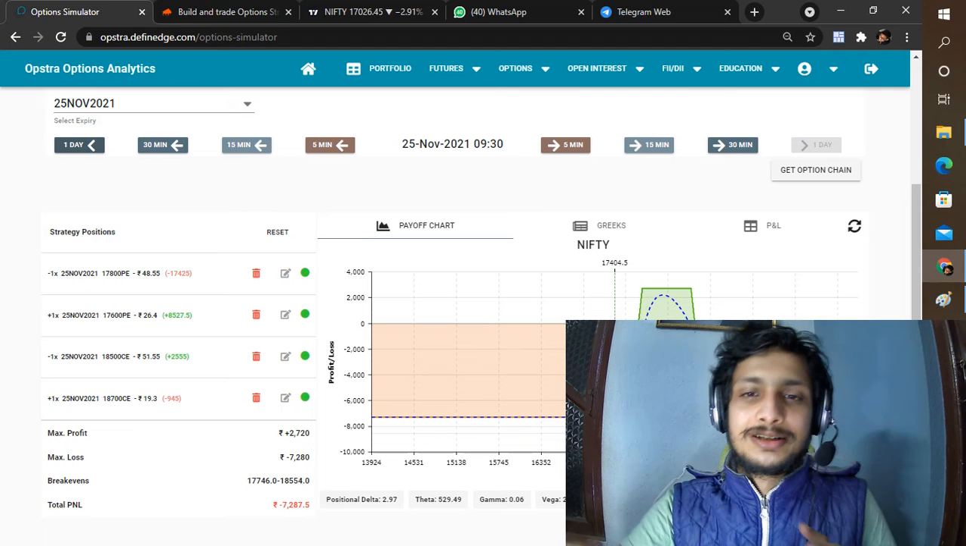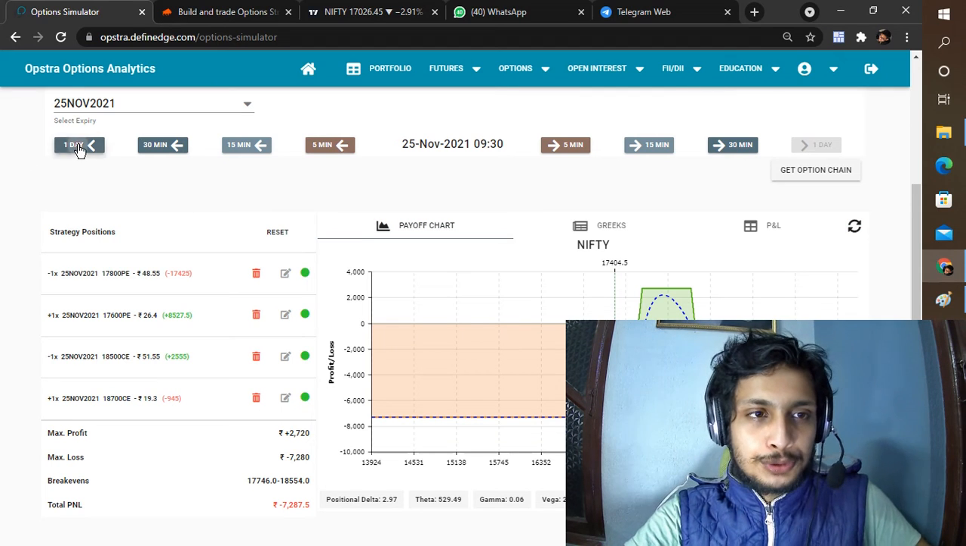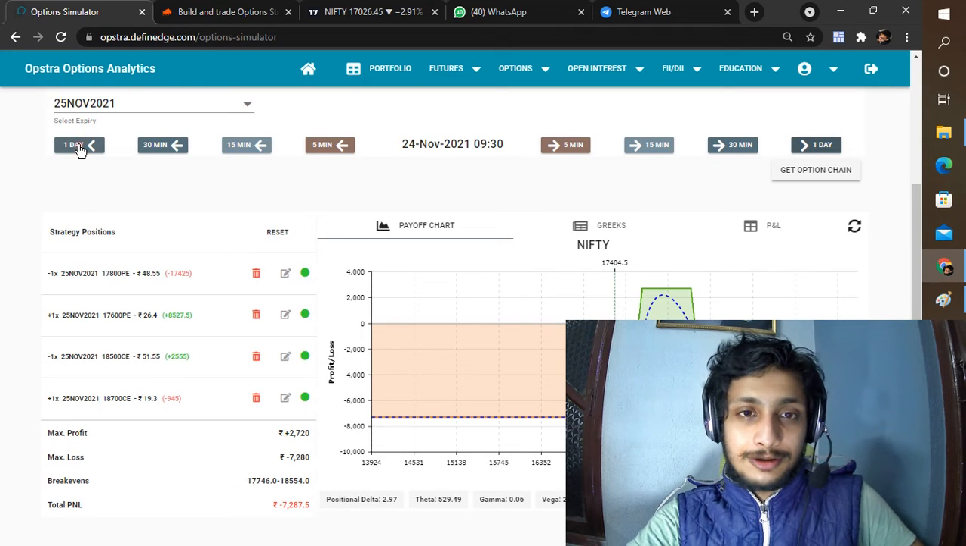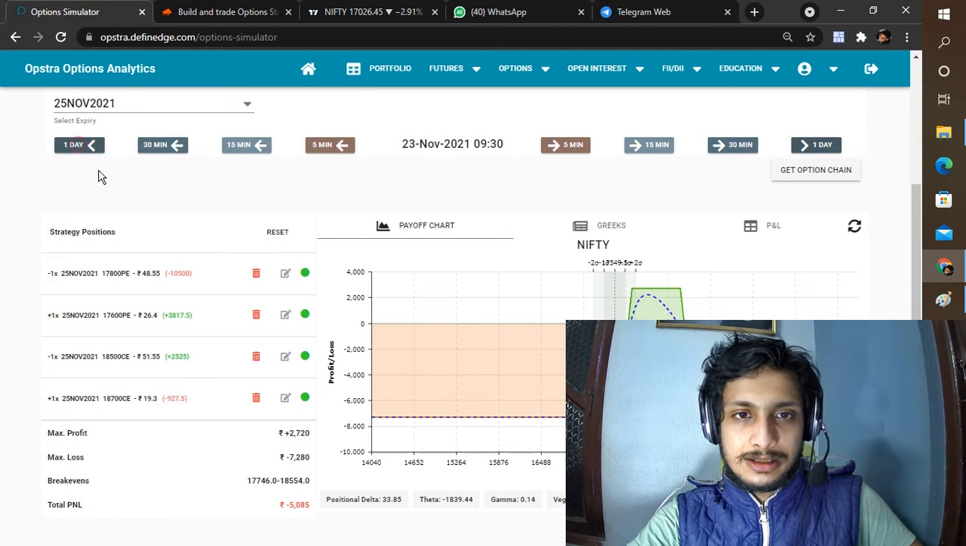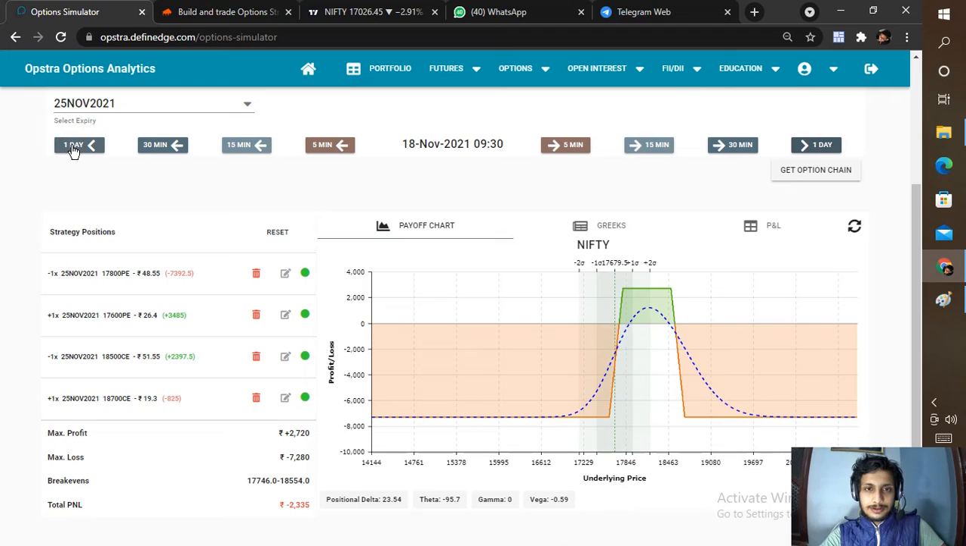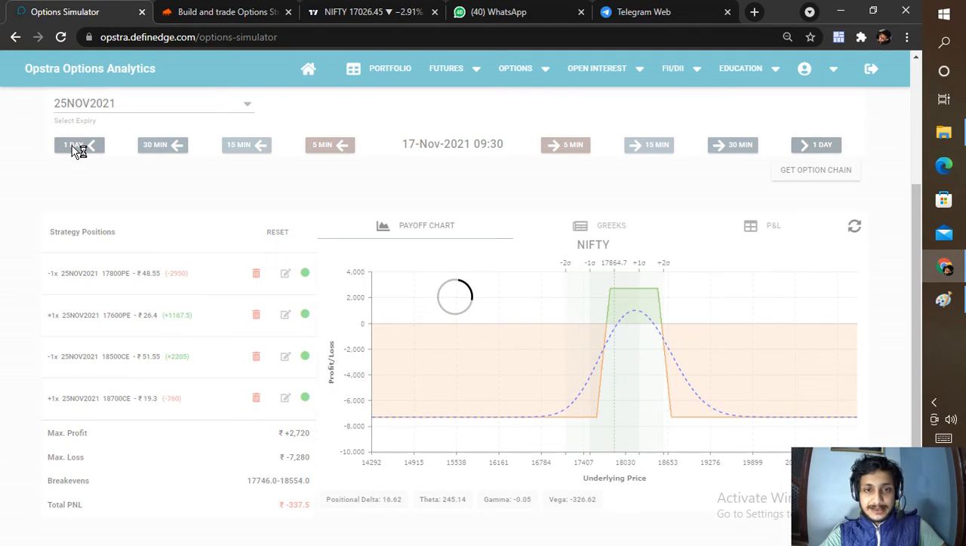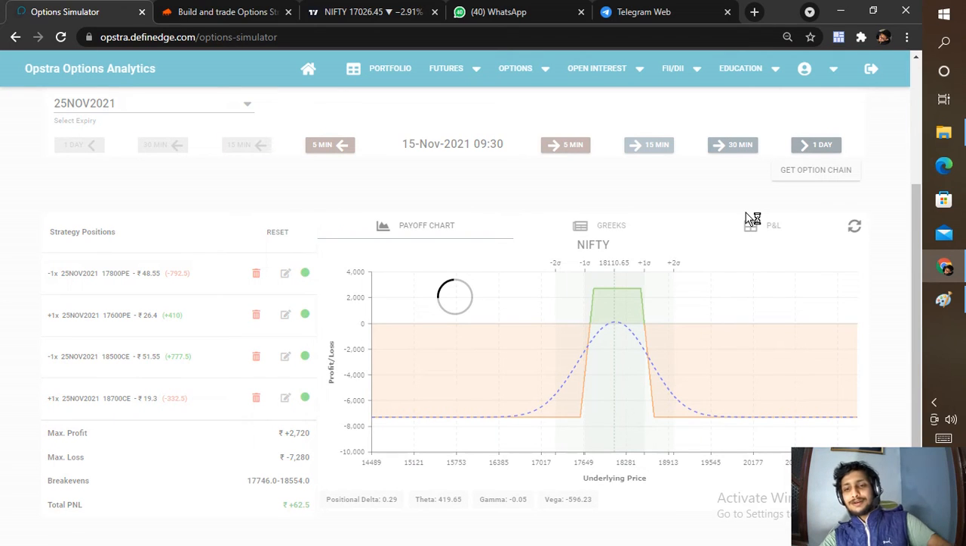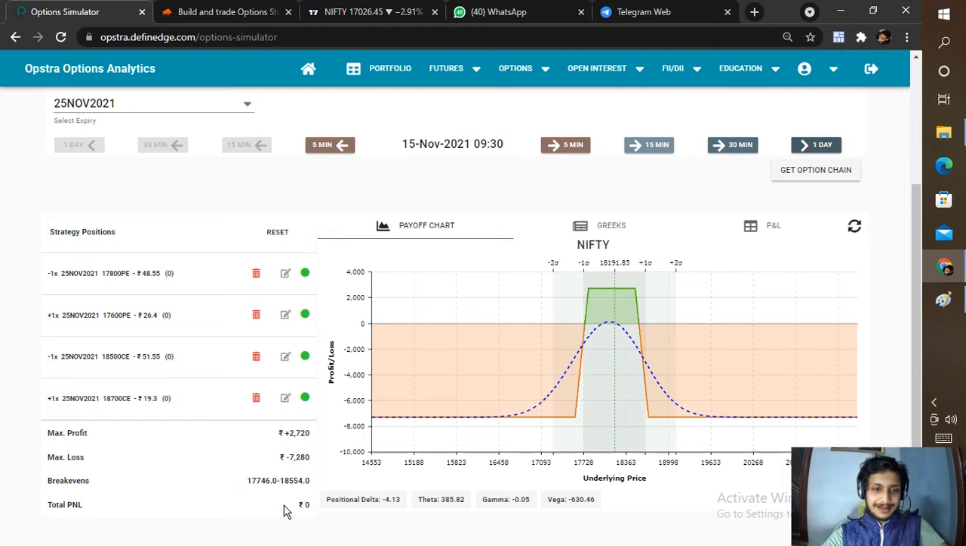Now let's move back to the initiation of this trade, which means 15th of November. I'll show you that in case I follow these rules of adjustments, how I saved myself. So it's 15th of November and 9:30, and right now there is no PNL. We are in a stage where we have just initiated our trade.